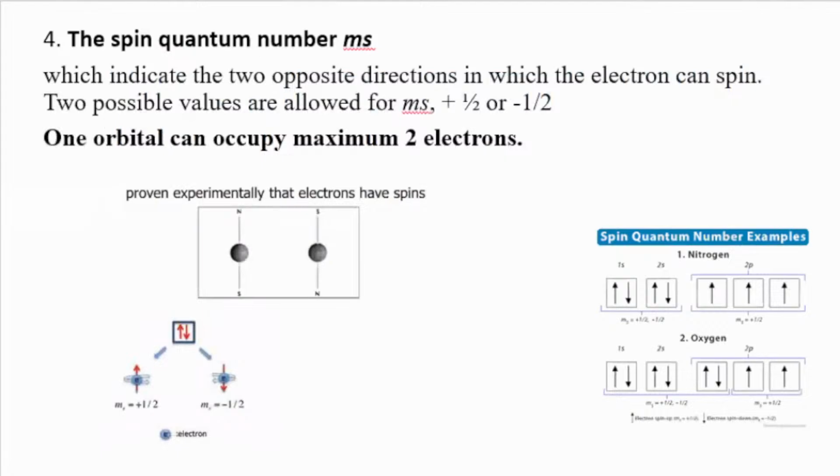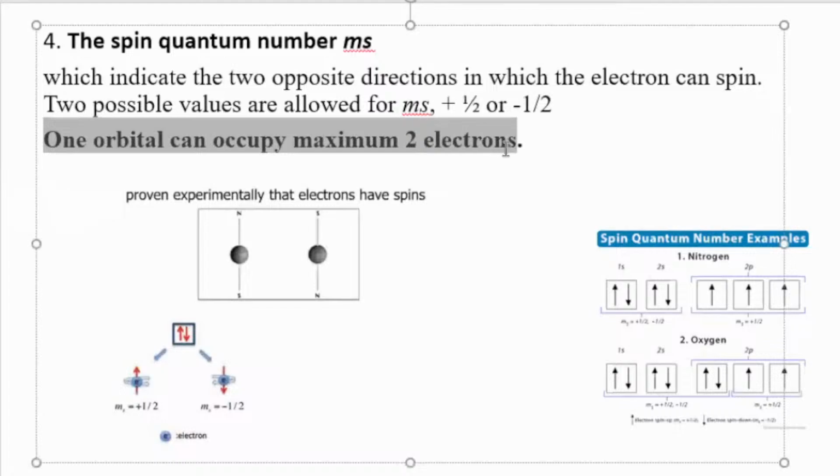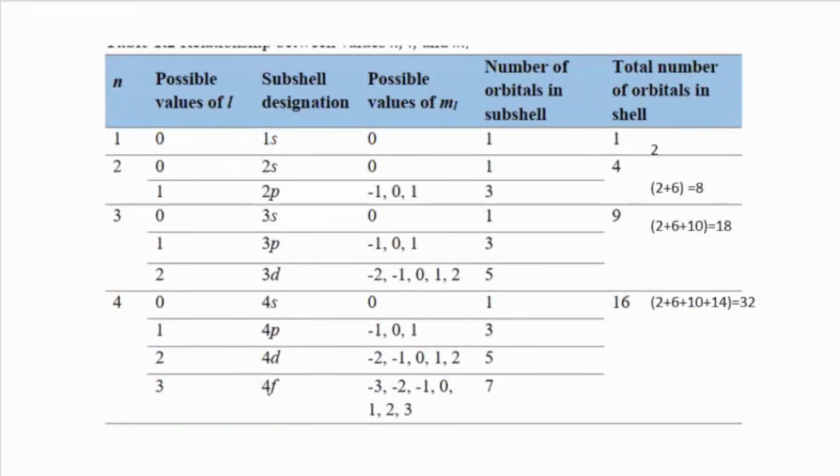Okay, this is the thing you need to memorize: one orbital can occupy a maximum of 2 electrons. The total number of orbitals is given, so you need to multiply it by 2. Then you can get the maximum number of electrons that can be occupied in the energy level. Okay, if you have any doubts, please let me know.